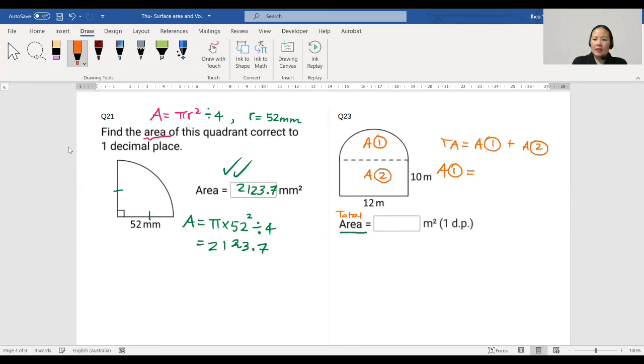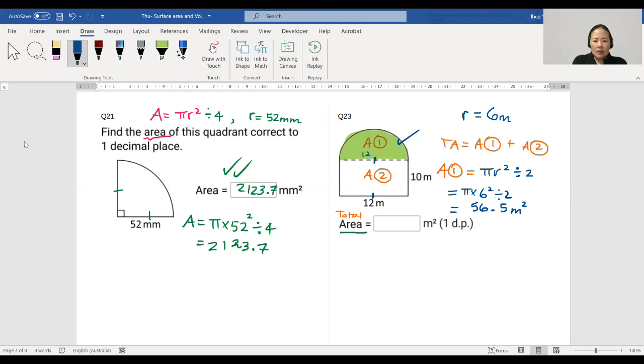Now, area 1 is a semicircle, half circle. Pi r squared divided by 2 will give me the area for the semicircle. What is my radius? Okay, Victoria. 6. Good girl. Victoria halved the 12. Victoria realized 12 is the same as here, there is a 12 as well, and that's like the diameter. So she halved it and she got 6. That's all I need for area 1. So pi times 6 squared divided by 2. That will give me 56.5 square meters.